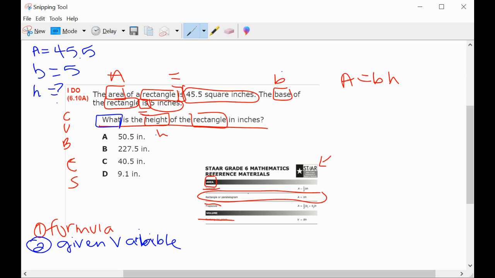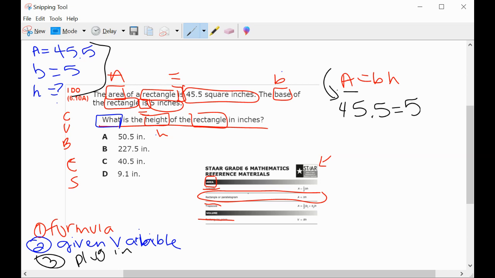So my third step is to take all the things I know and put them into the formula so I can figure out what my missing variable is. So this is going to be my plug-in step. What's A? 45.5. What's B? 5. And what's H? I don't know what it is, so I'm just going to leave it like this. So now my fourth step is to solve it like any other algebraic equation using my do-undo method here, so I can make sure I isolate that variable. So let's go ahead and solve.